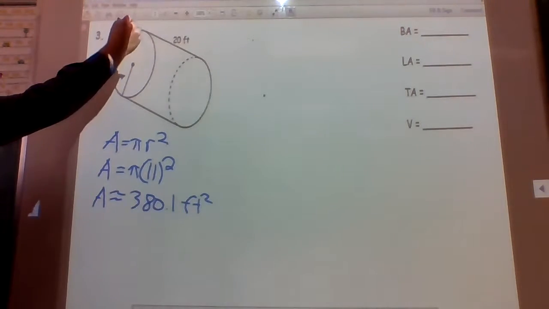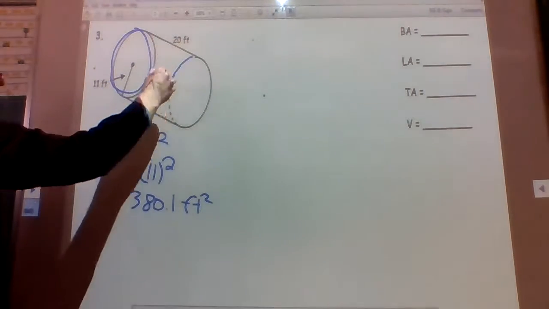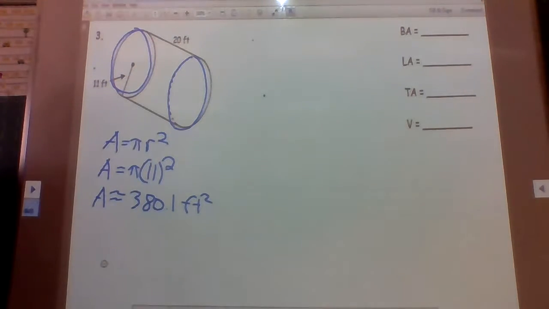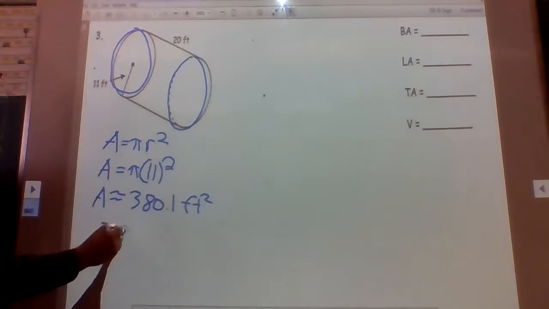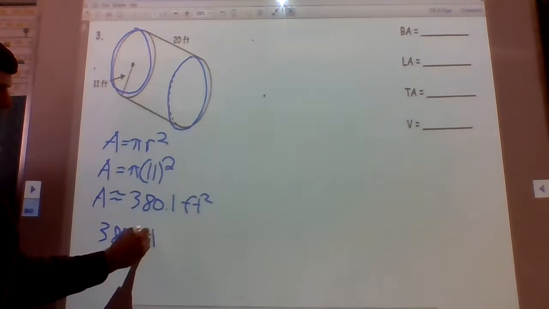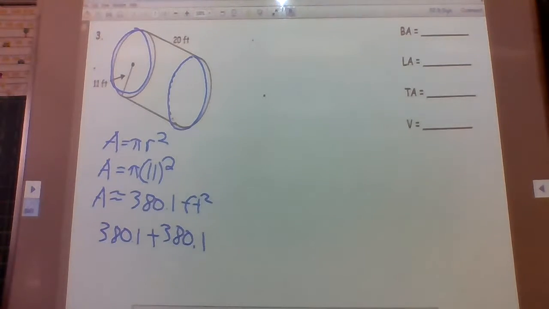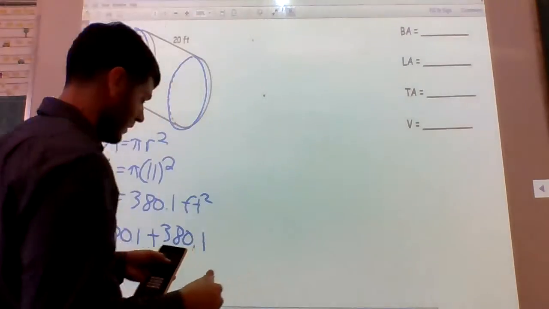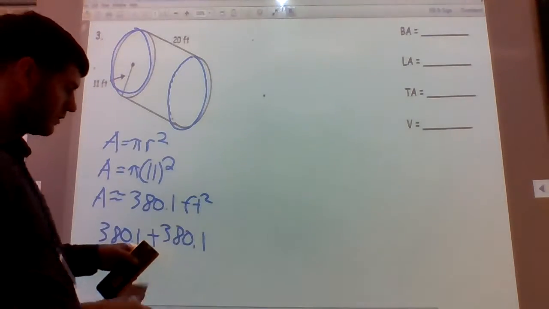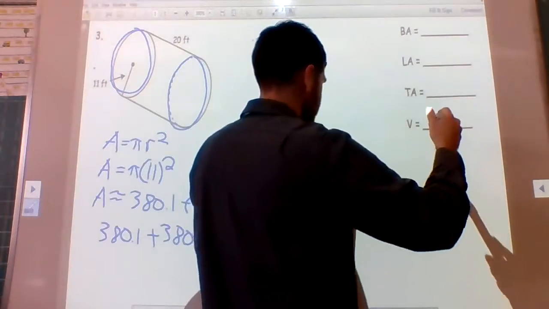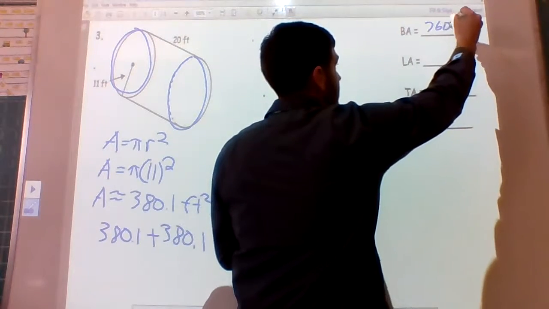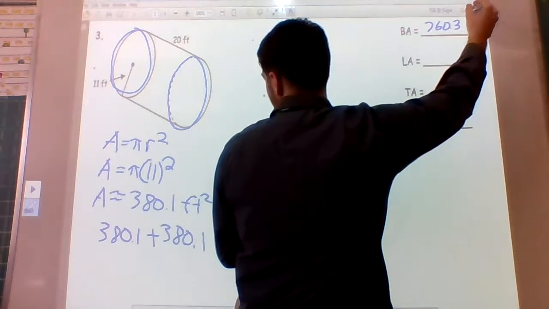Again, there's two circles. So the area of the top circle is 380.1. The area of the bottom circle is 380.1. So times 2 or add them together. That's 760.3 because I didn't round off on the other one. So it's 760.3 feet squared.